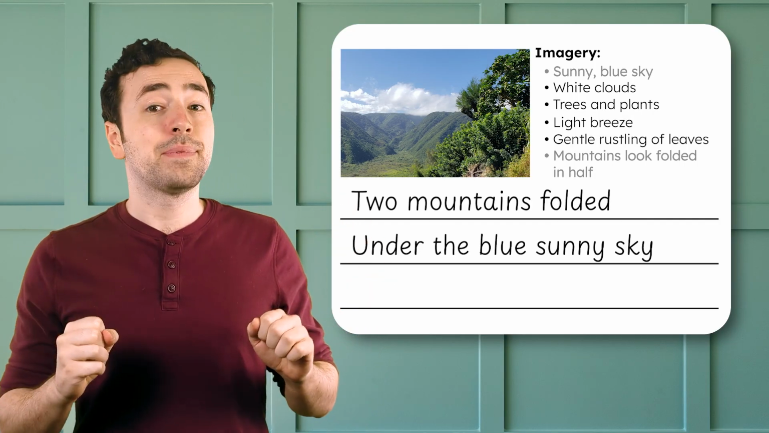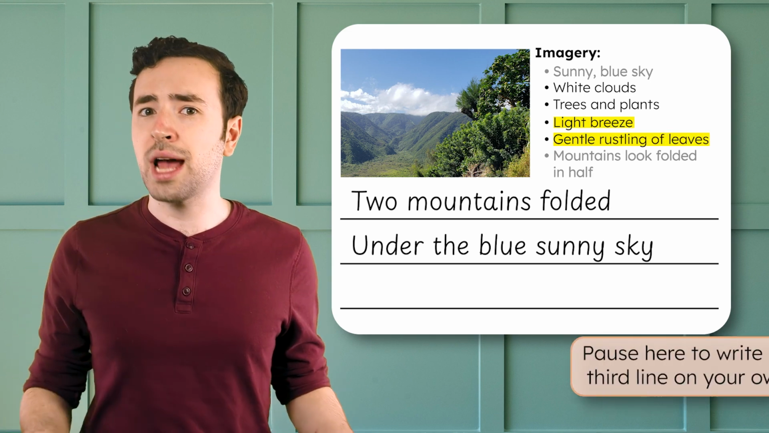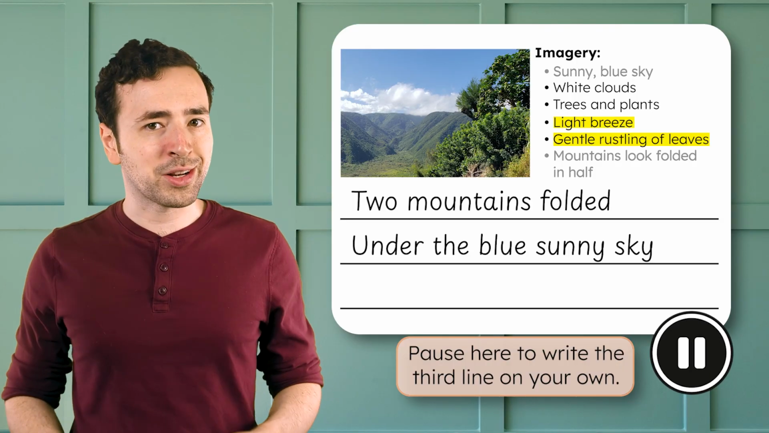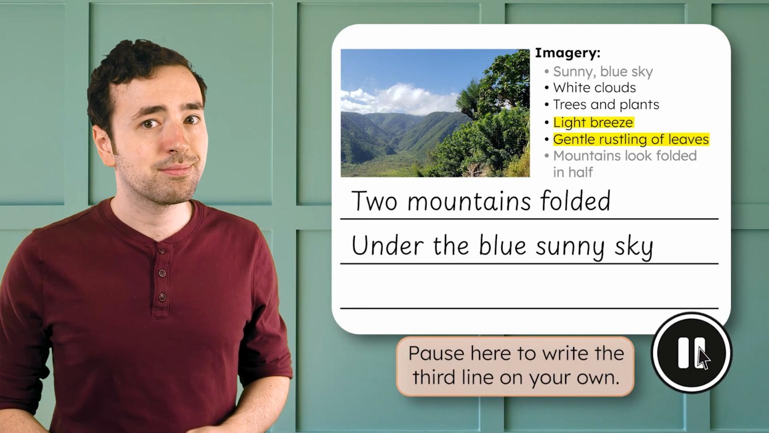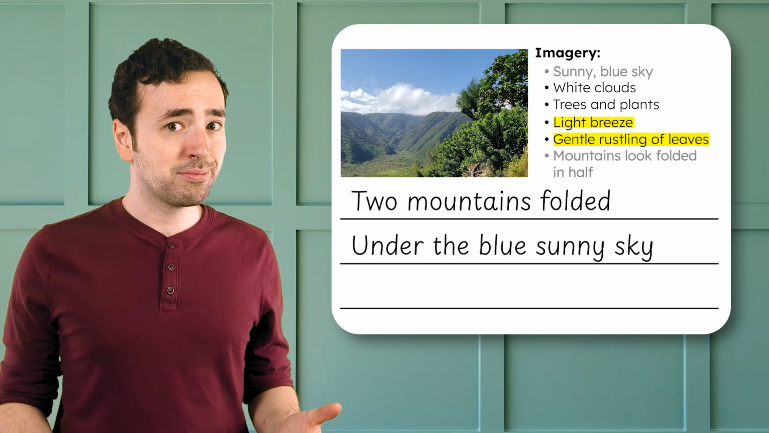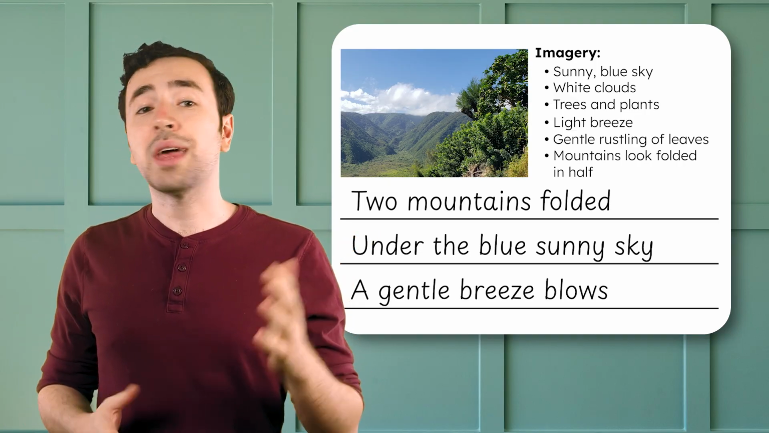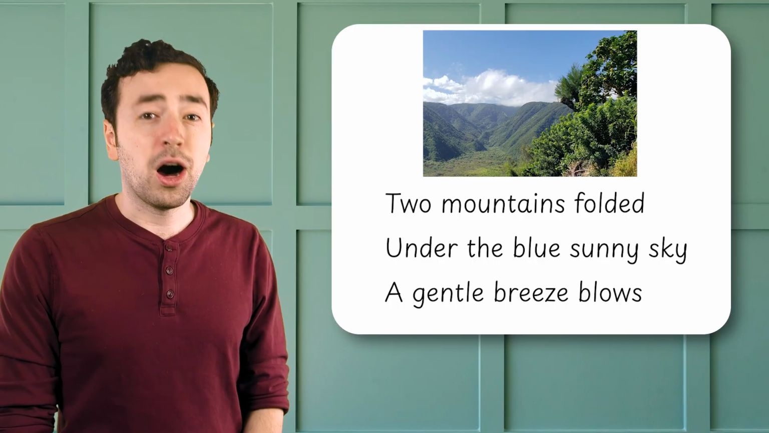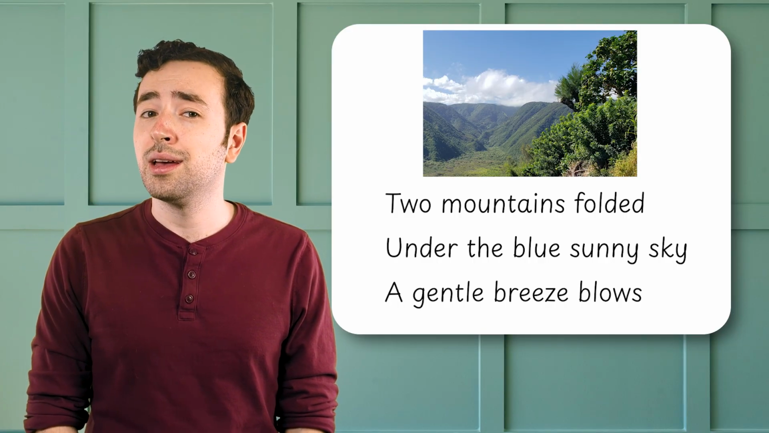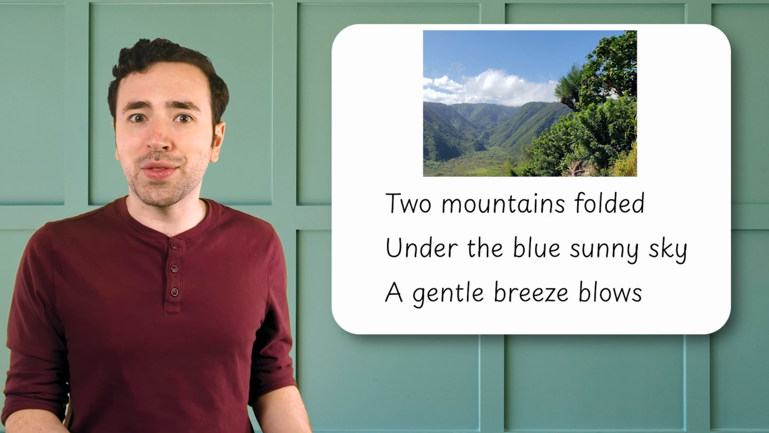7, perfect. Now, for the last line, let's add one of the ideas we listed for touch or sound. Pause here to write it on your own. Remember, it has to have 5 syllables. How'd you do? I wrote, a gentle breeze blows. And here's my haiku all together. 2 mountains folded, under the blue sunny sky. A gentle breeze blows. It's like the perfect caption for this photo.